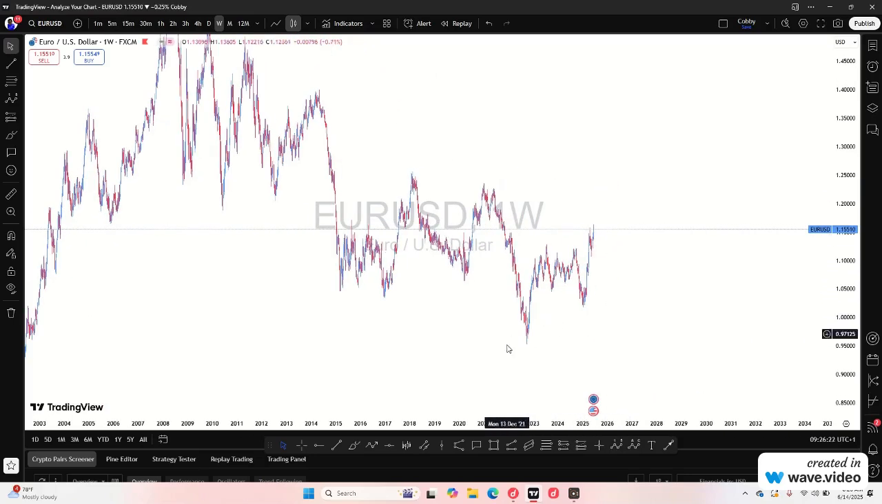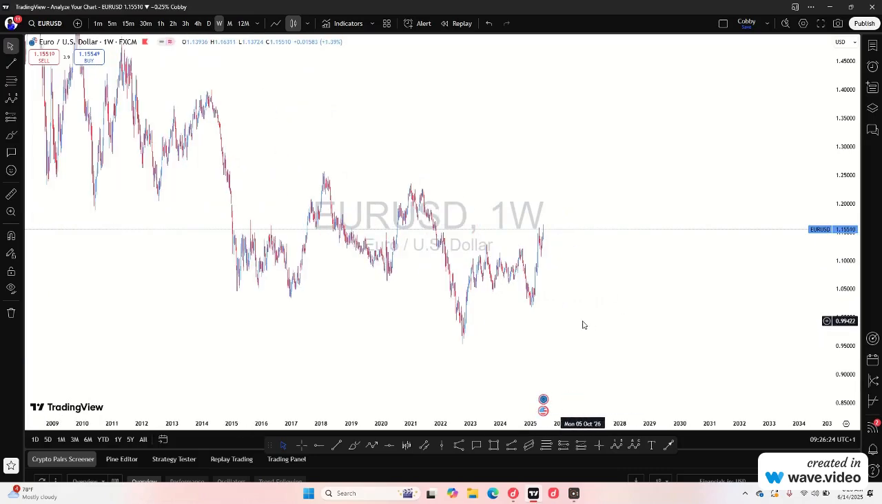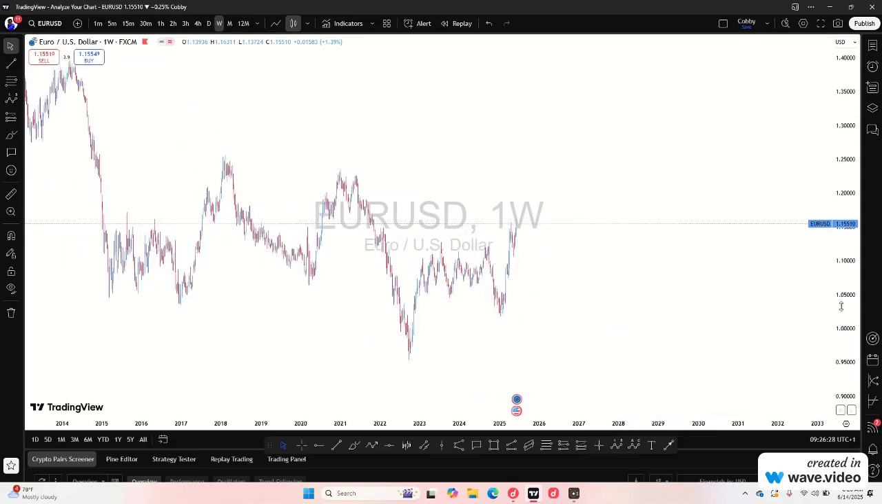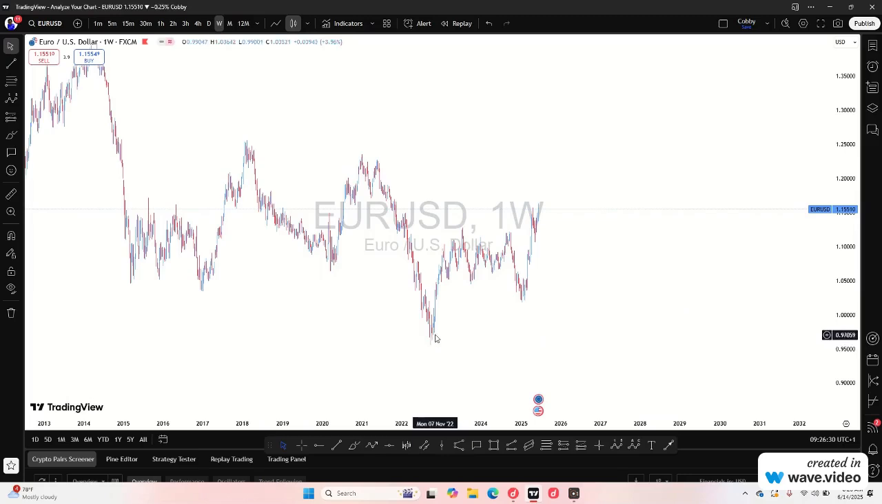Looking at this structure now, what we expect in the community is for this market to give us an impulse, a corrective structure, and another impulse to complete a whole corrective structure after this impulsive move, then the next push to the downside.